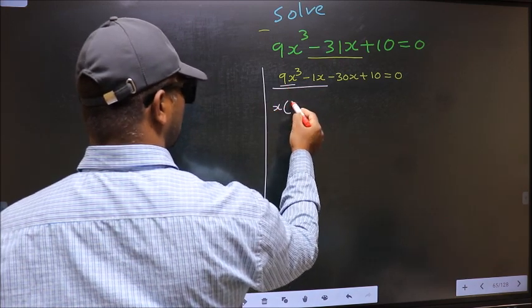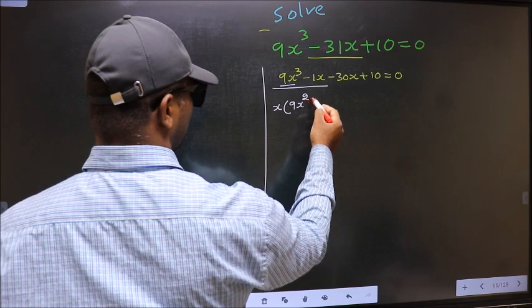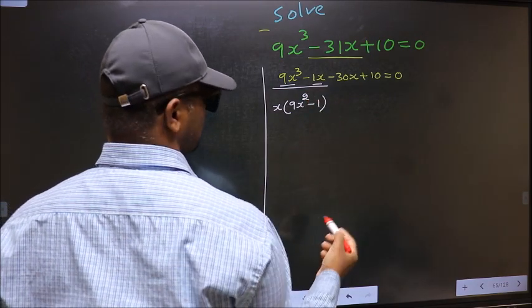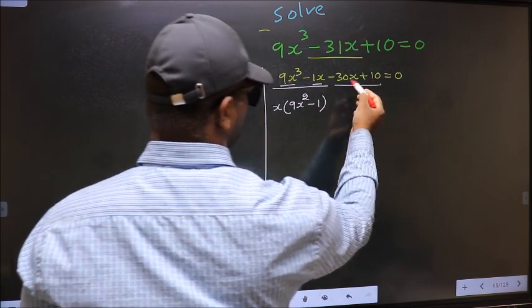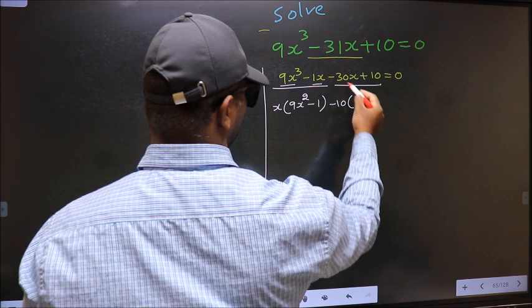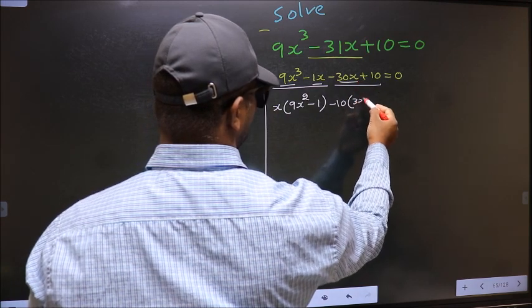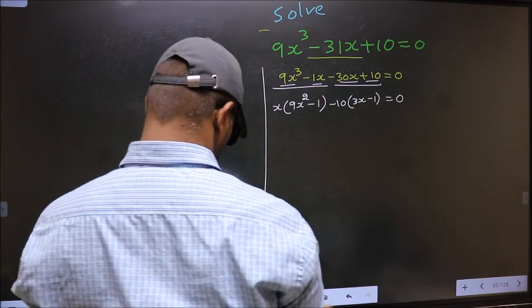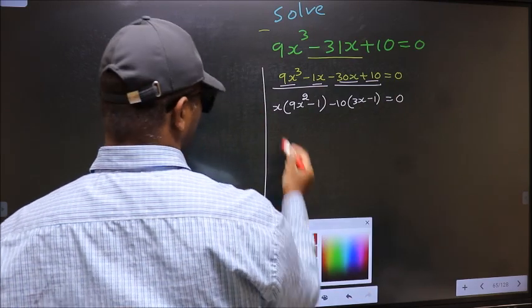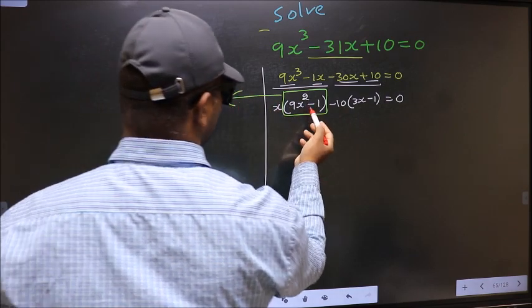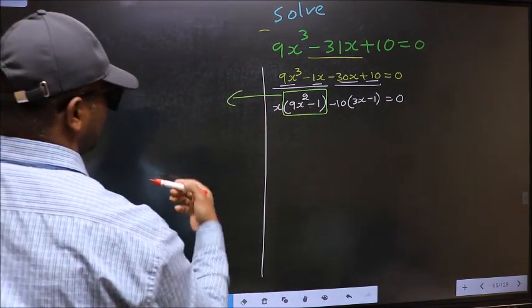From this x out you get 9x² - 1, from this x out you get 1. In the same way, what can be taken out common from these two terms is -10. So here we get 3x and here we get -1 = 0. Now, in place of this quadratic, I will simplify it here.